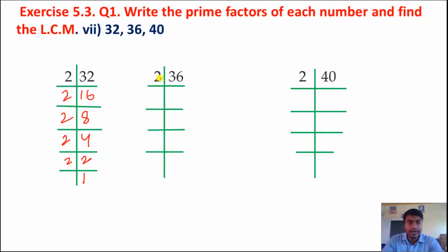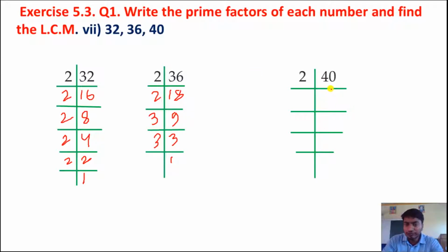Now we will factorize 36. This is also an even number, so easily we can divide by 2. 2 ones are 2, 1 left, 2 eights are 16. Now divide by 2: 2 nines are 18. Now this we cannot divide by 2, so we will take the next prime number, which is 3, and by 3 easily we can divide. 3 threes are 9. Again we will take 3: 3 ones are 3. This is the prime factorization of 36.